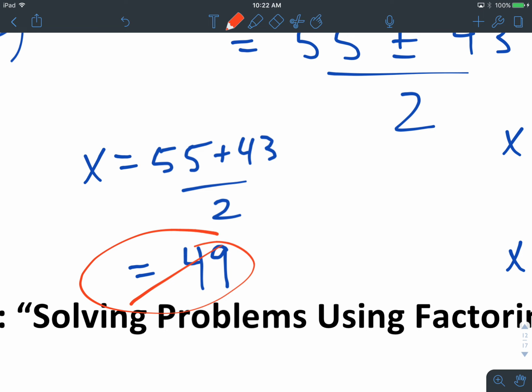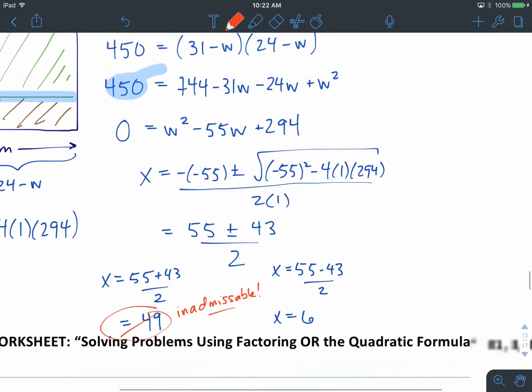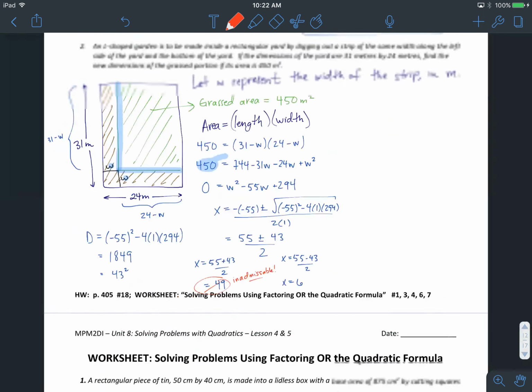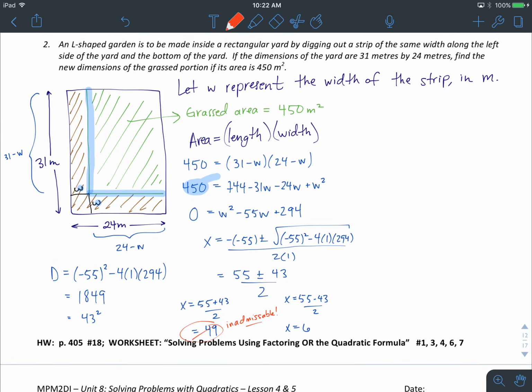Got to write down inadmissible there. Oops, should spell it right too. Inadmissible, which means that our correct value is going to be 6. So we need to substitute in and figure out what those two side lengths are going to be, since the question was asking us what are the dimensions of the grassed portion if its area is 450. So we need to do some subbing in.